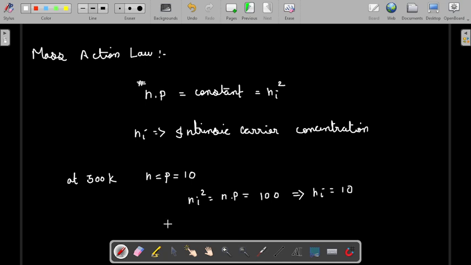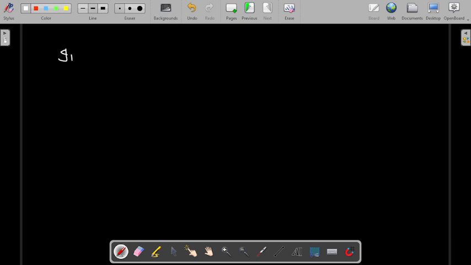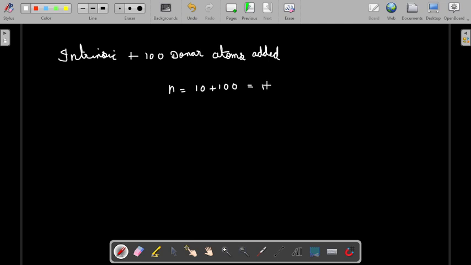In some other case, this mass action law is valid only when the doping is optimal. Like, if we consider the case where there are 100 donor atoms, for example. The intrinsic semiconductor is a semiconductor to which we are adding 100 donor atoms. Donor atoms means it will be n type. So then n will be equal to the already existing 10 plus 100, which is equal to 110, but p is equal to 10.